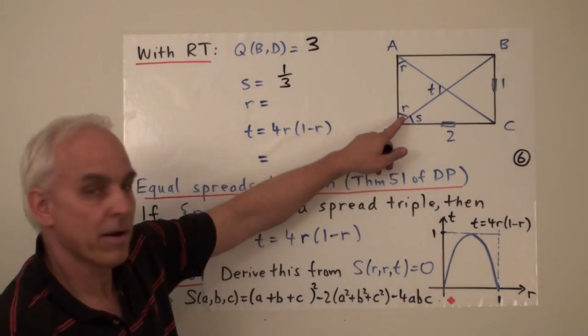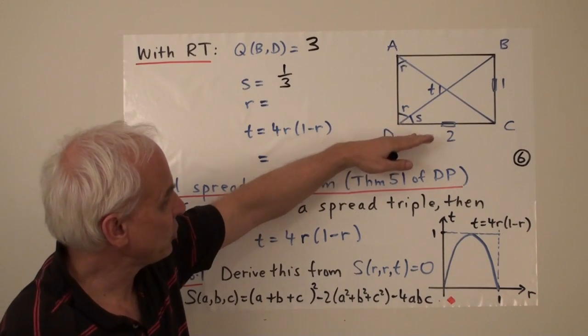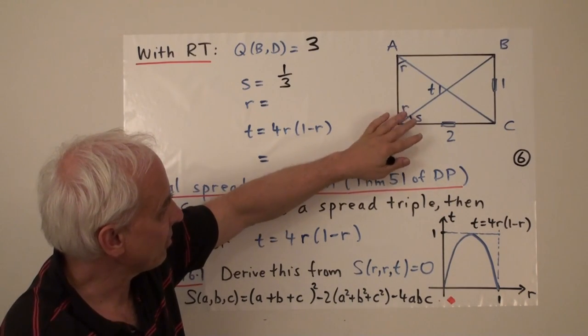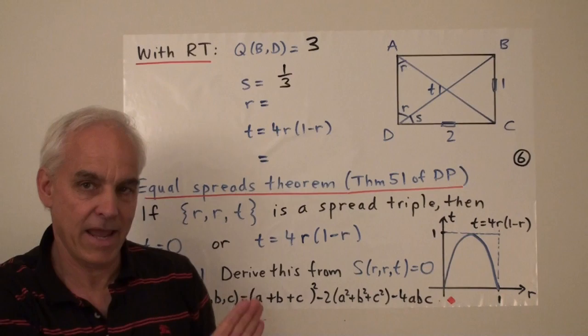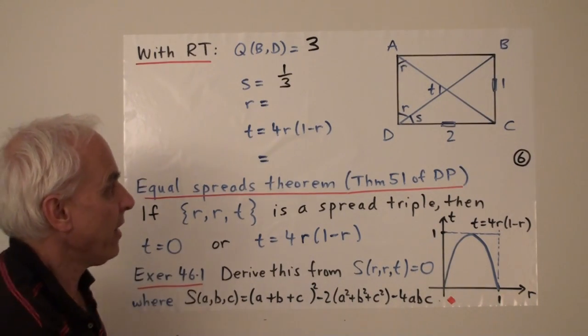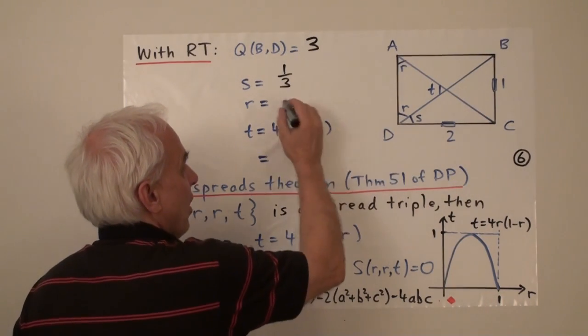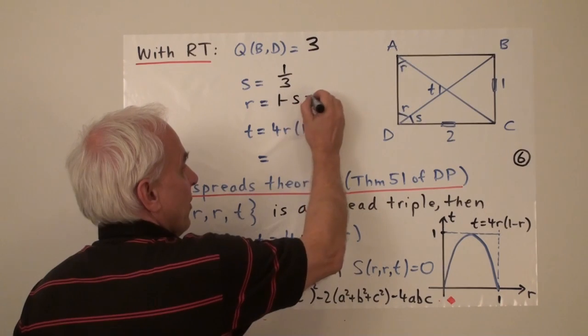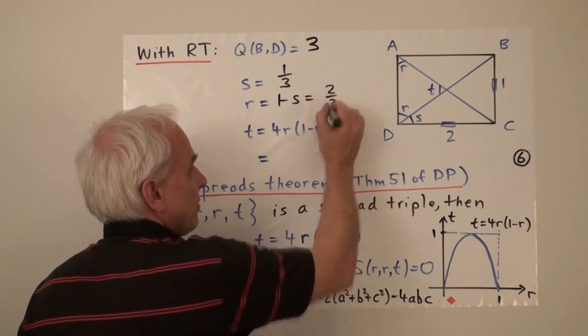And what about R? Well, when you have two spreads like this that combine to give you a right angle, or a spread of 1, then it turns out that they actually add up to 1. So this will be 1 minus S, which will be 2/3.